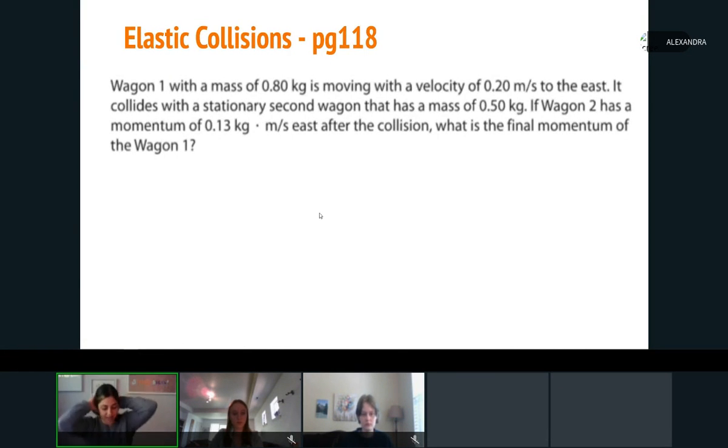So we've got a wagon, wagon 1, that has the mass of 0.8 kilograms, moving with a velocity of 0.2 meters per second to the east. Which way is to the east, right or left? If you think that this is north, south, which way is to the east? Is it to the right or the left of us? The right. Good.